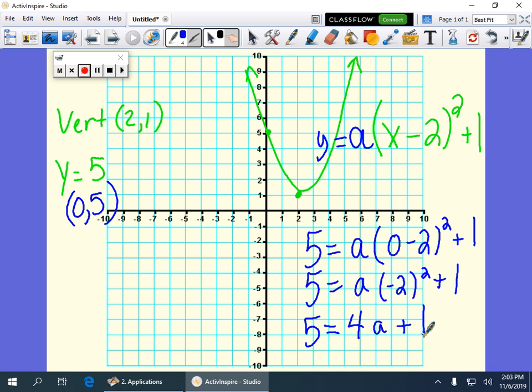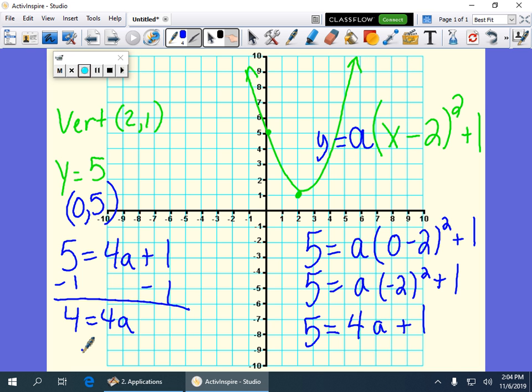What type of equation is that? Oh, it is a linear equation, but it's a two-step. All right, so solve that two-step and find a. Go. All right, so here we go. 5 equals 4a plus 1, minus 1. We get 4 equals 4a. a equals 1. So we can replace this with a 1 and the problem is done.